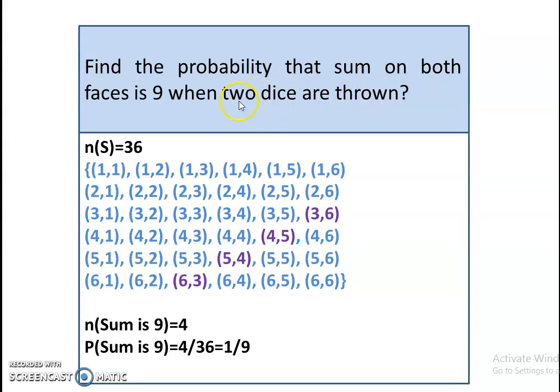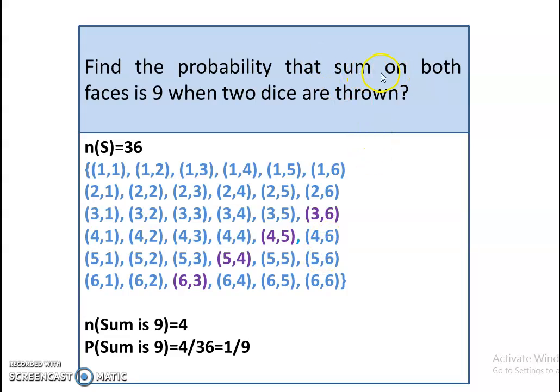Here we have 2 dice. So possible outcomes will be 36. In case of 1 dice we have 6 outcomes. Now in this case we have 2 dice, so possible outcomes will be 6 square, and that is 36. We can have 1 comma 1, 1 comma 2, 1 comma 3 and so on. So possible outcomes are 36.